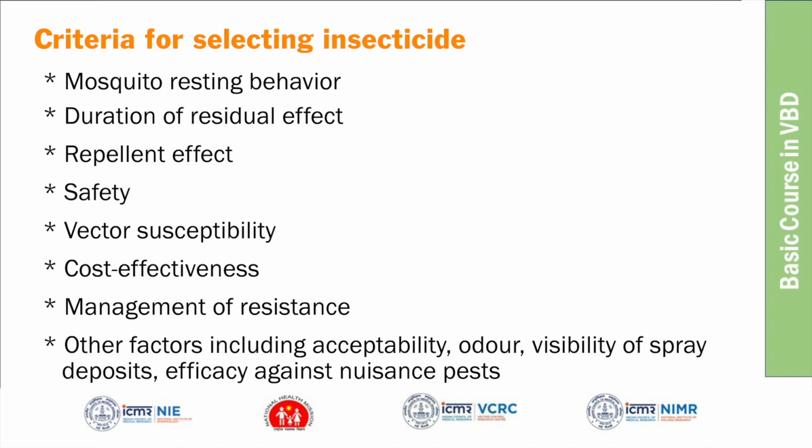Now, it should be cost effective, you also have to see that. Then management of the resistance is another important factor. Suppose the target vector develops resistance to the insecticide that you are using, you should have an alternate mechanism to monitor the resistance. Then other important factors are community acceptability, the odor, visibility of the spray droplet, then efficacy against nuisance pests. These are the important criteria. Otherwise, it will not be a successful indoor residual spraying program.